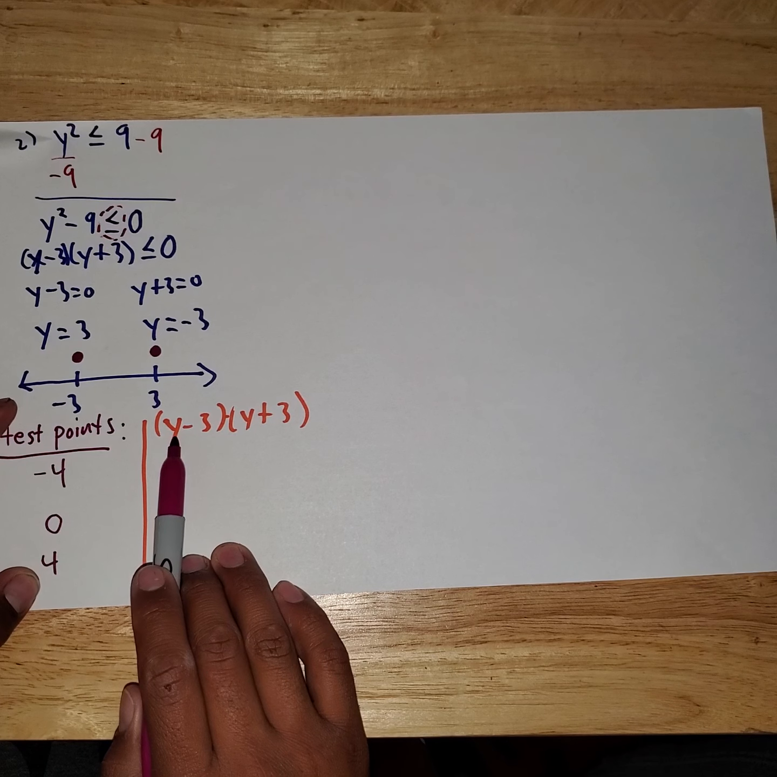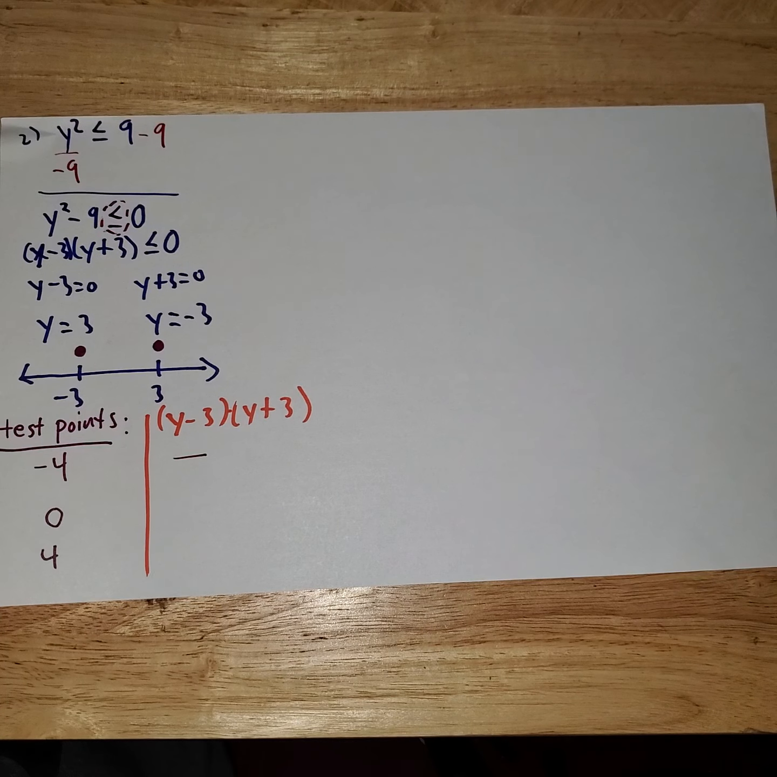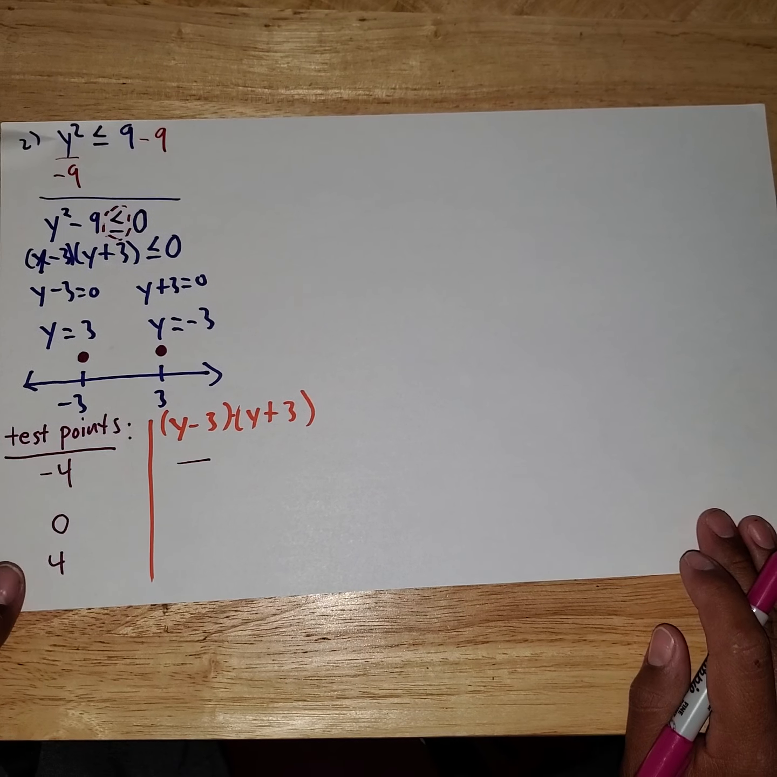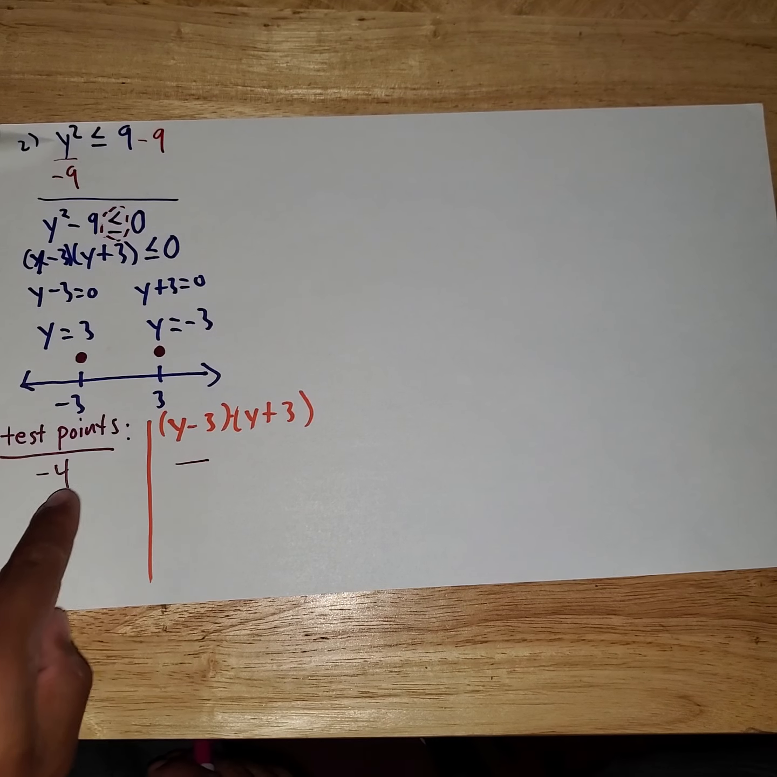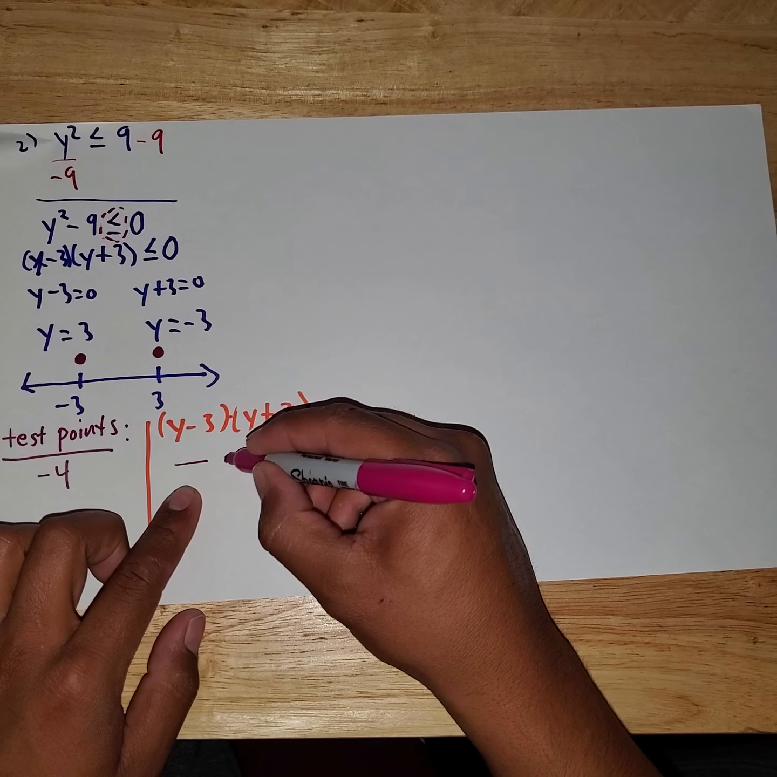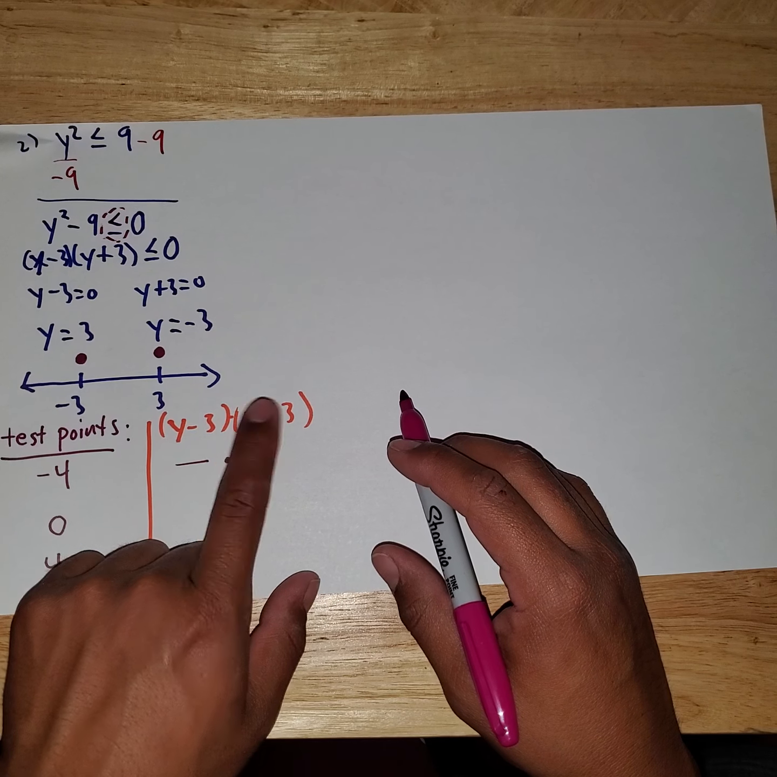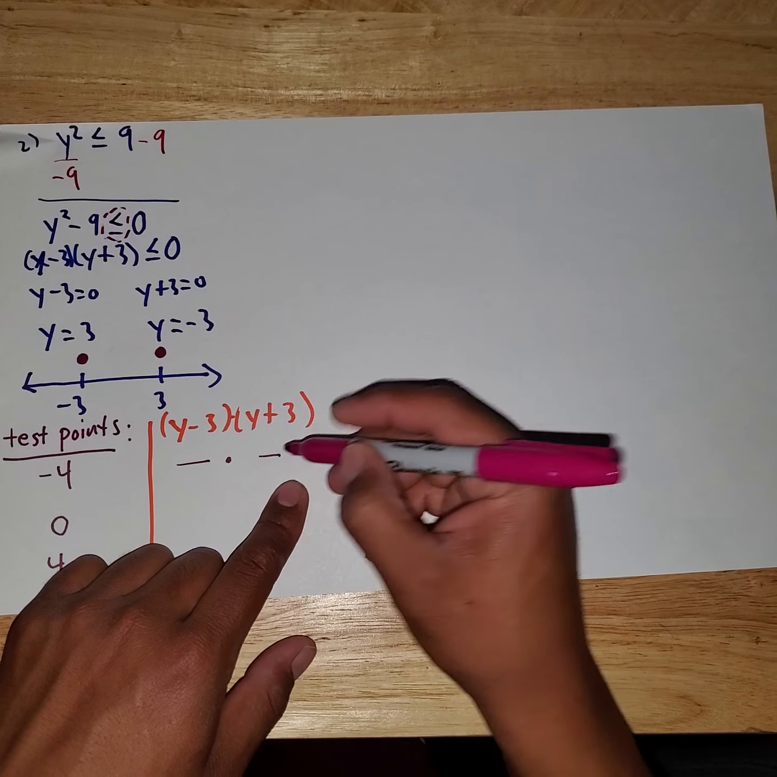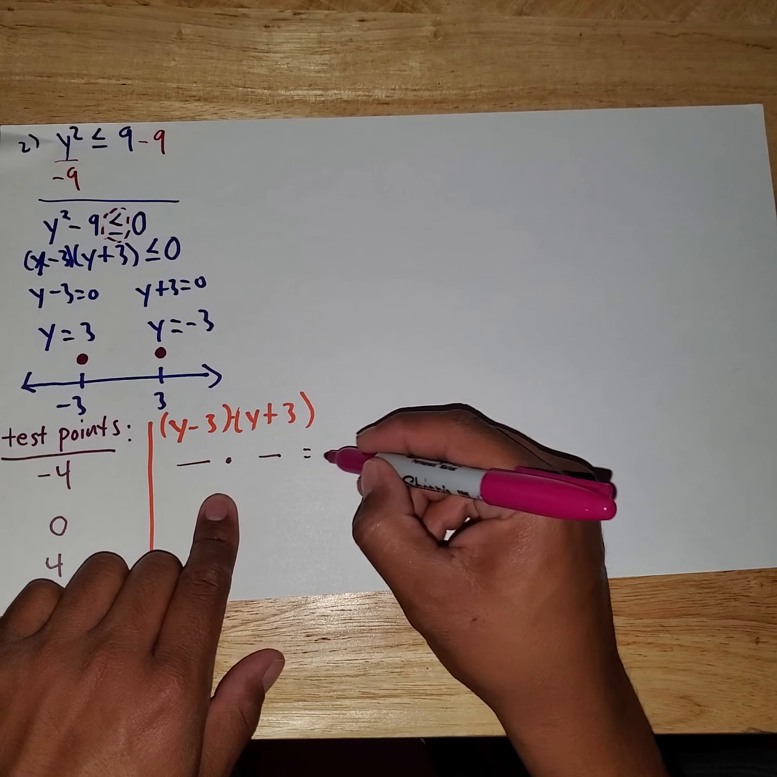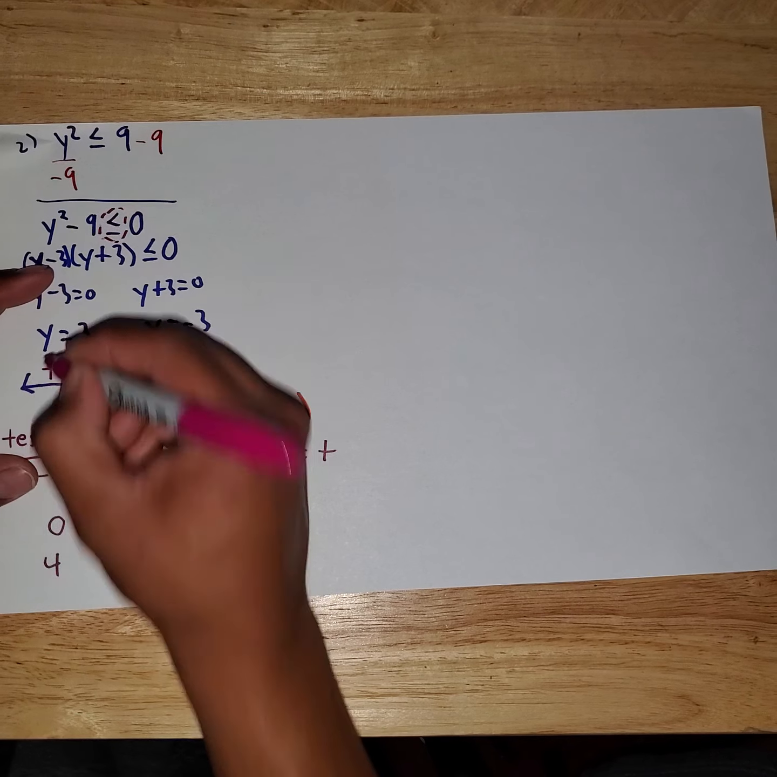When I plug negative 4 into this y, negative minus a positive is still going to be negative. I'm mainly worried about the sign and not so much the number. If you want to get the exact number, -4 minus 3 gives you -7, but I care more about the sign. And that's multiplying with, if I plug -4 in here, -4 plus 3 also gives me a negative number. And a negative times a negative is positive. So I know everything on this side is positive.